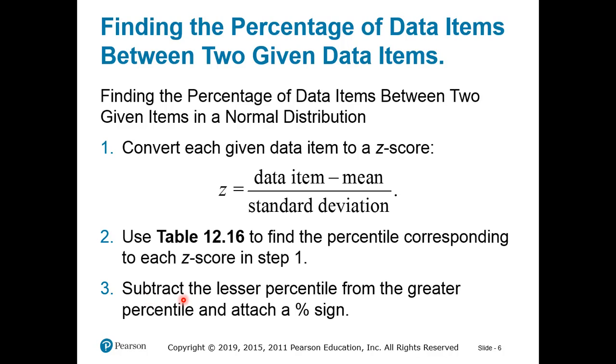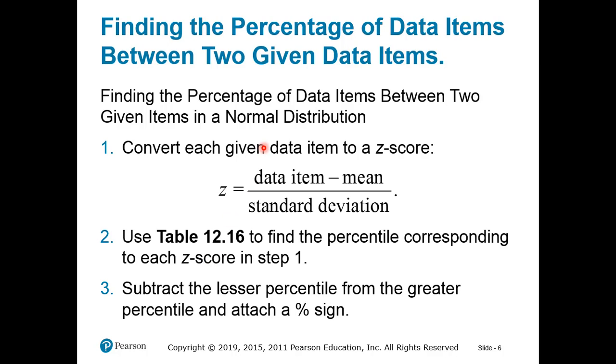Then you subtract if you're looking for the greater than, because they can ask you for the percentage of values that are greater than some value. In that case, you subtract the percentile from 100. And you subtract the lesser percentile from the greater percentile if you're looking for between two values, which is what they were talking about here.